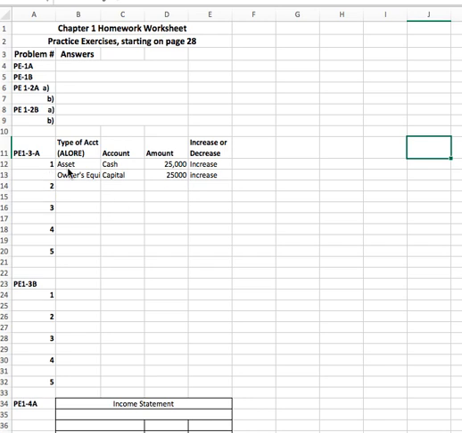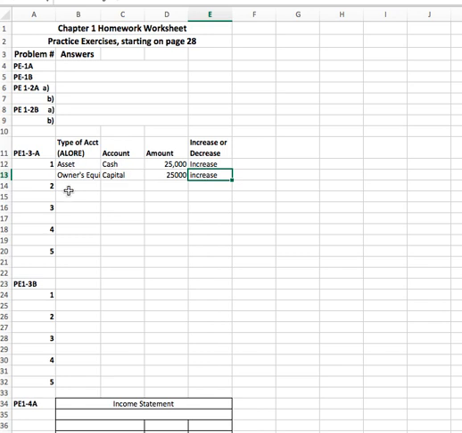So the first transaction, and remember a transaction is a swap between 2 items. The first transaction is that the business received cash from the owner as an additional investment. So our asset account called cash goes up by $25,000, so it increases because the business received cash. And then the owner's equity account is called the capital account. That went up $25,000, so it also increased.